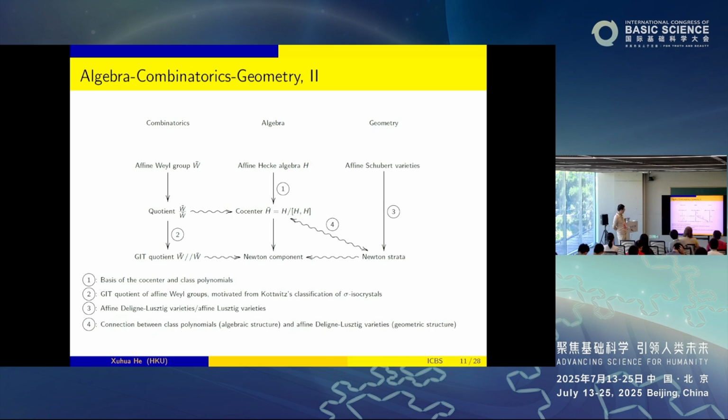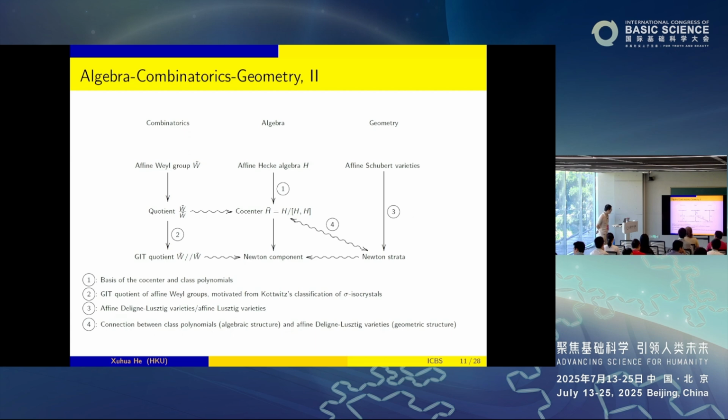Part 3 is actually the GIT quotient. I'm going to talk about the motivation to introduce this. It comes from Kottwitz's classification of the sigma-isocrystals, which comes from arithmetic geometry. When you go from the affine Schubert variety, it goes to the Newton strata. If you look at the fibers, there is also a very interesting subject to study, namely the affine Deligne-Lusztig varieties and affine Lusztig varieties.